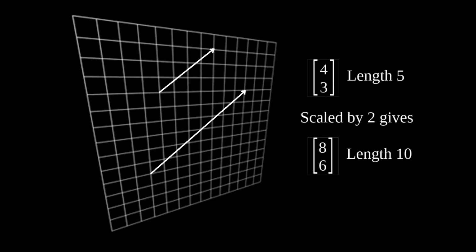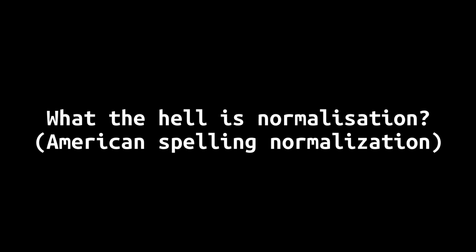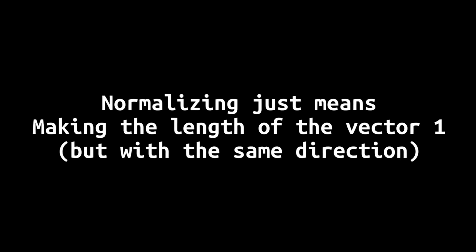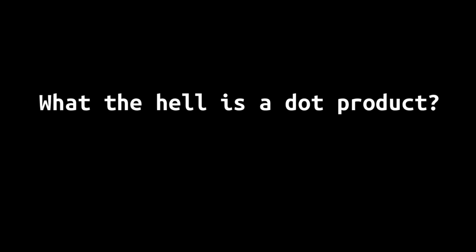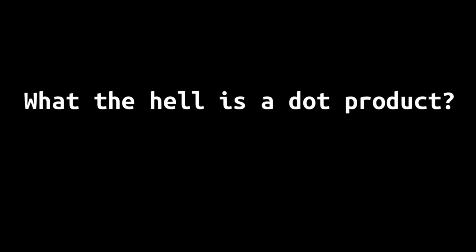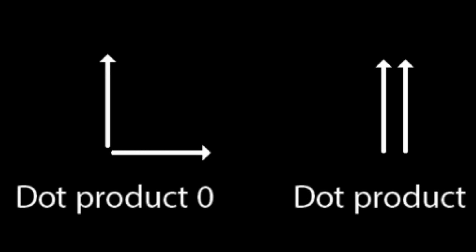It lets us do something called normalization. But you say, well, what intonation is that? It just means the length is 1, which is helpful when we want to do a dot product on them. So what the hell is a dot product then? I'll explain it now. It's essential when you want to compare the direction of vectors.